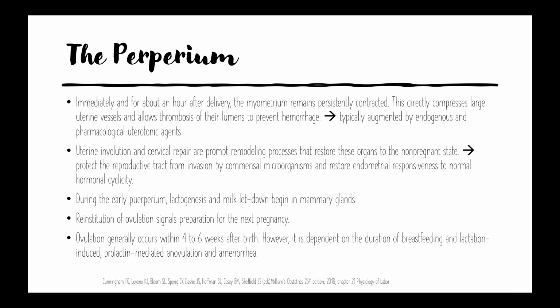During the early puerperium, lactogenesis and milk letdown begin in the mammary glands, and reinstitution of ovulation signals preparation for the next pregnancy. Ovulation generally occurs within 4 to 6 weeks after birth. However, it is dependent on the duration of breastfeeding and lactation-induced prolactin-mediated anovulation and amenorrhea.